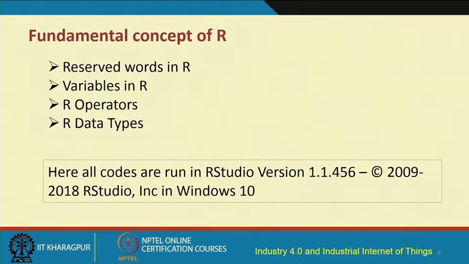The programming environment in R supports different features. The fundamental concepts are that there are certain reserved words in R, there are certain variables that can be defined in R, there are R operators, and R data types. I am going to show you a simple instance of all of these. Everything will be shown in the R Studio, which has support for this R programming platform.